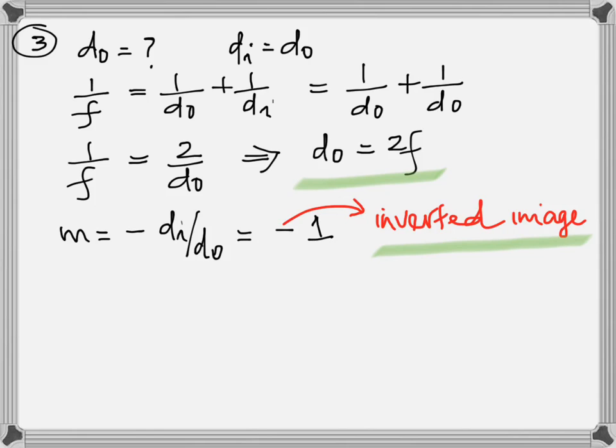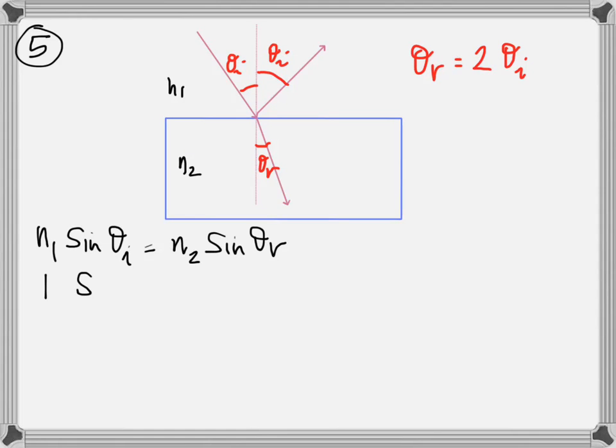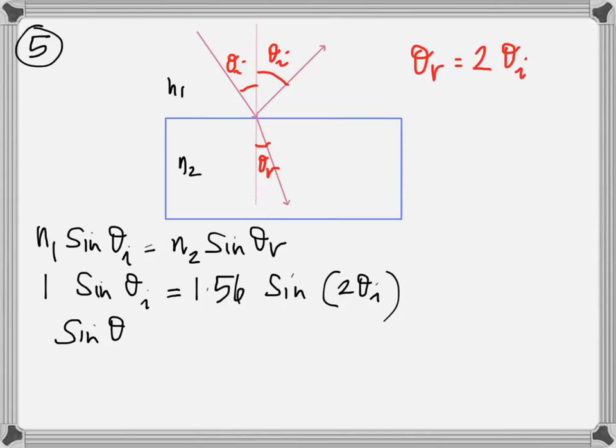All right, number 4 is your quiz question. 1 sine theta i is equal to n2 sine theta r. So 1 sine theta i is 1.56 sine 2 theta i. Hold on. How do you proceed after that? Get the sines on one side. So it's like the angle, initial angle over two. You can use an identity.